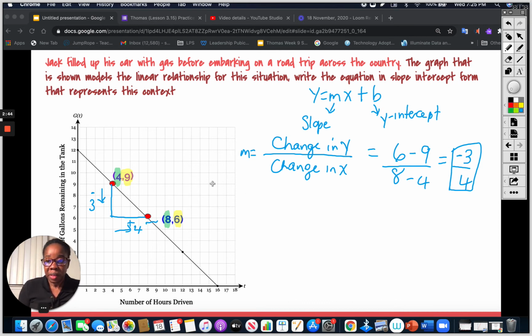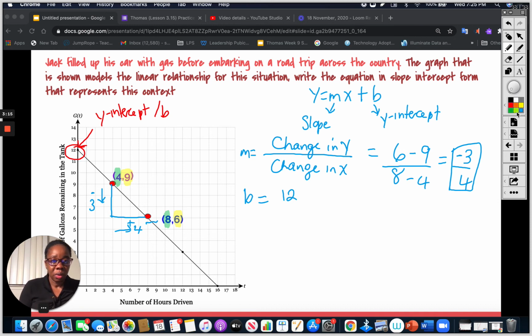Now we need to find the y-intercept. So remember, our y-intercept occurs where our line crosses the y-axis. So that value right there, that's 12, that is our y-intercept, or b. So we know that b is equal to 12. And that's all we need.